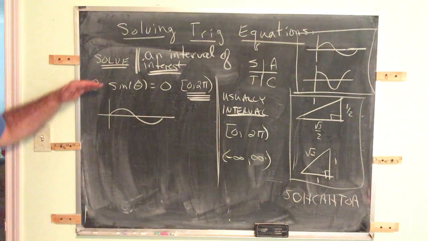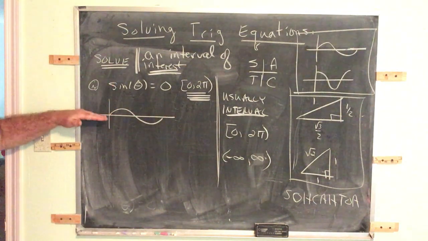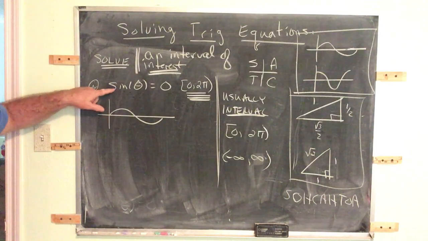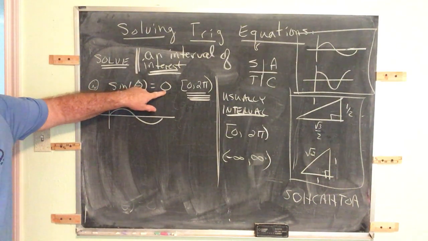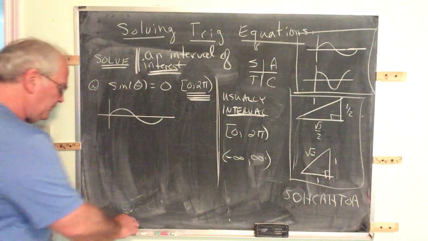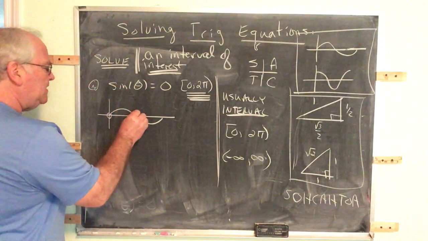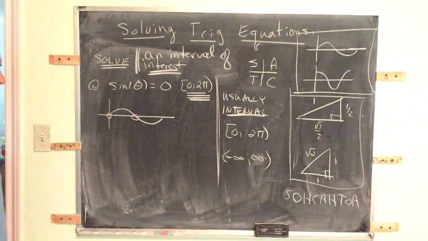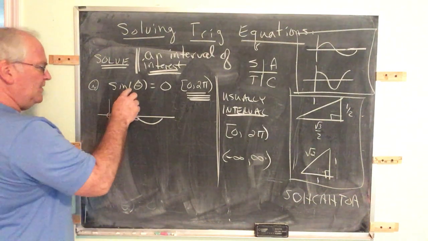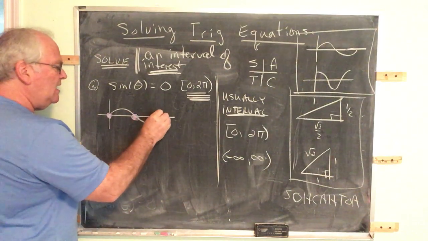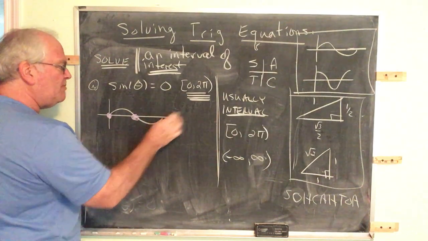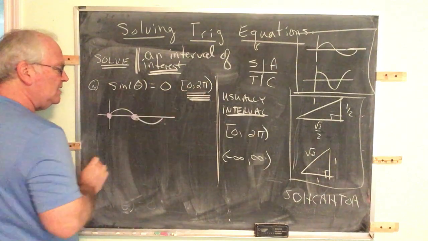So with that proviso, all we need to solve this equation is to know what this graph looks like. A function is equal to 0 means the graph intersects the x-axis. Well, this graph, the graph of this function intersects at 0, intersects at pi. It would have used 2 pi, but we're not including 2 pi.